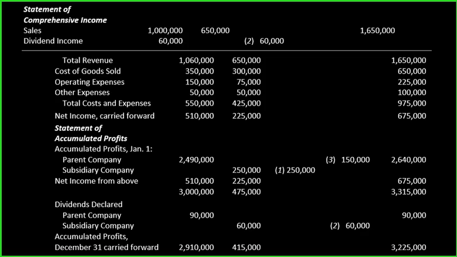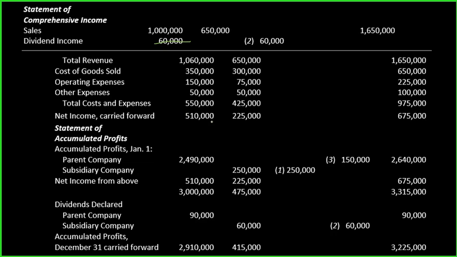Now, let's continue. This is now your comprehensive income statement. If you notice, this one is eliminated, so it is no longer in the income of the parent. The income now is just 500. No, it's not just 510. This is the reported net income.